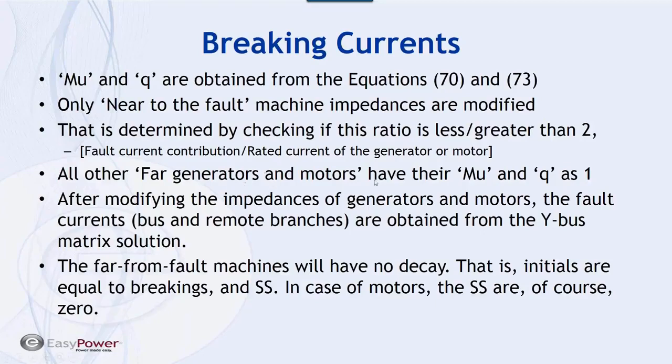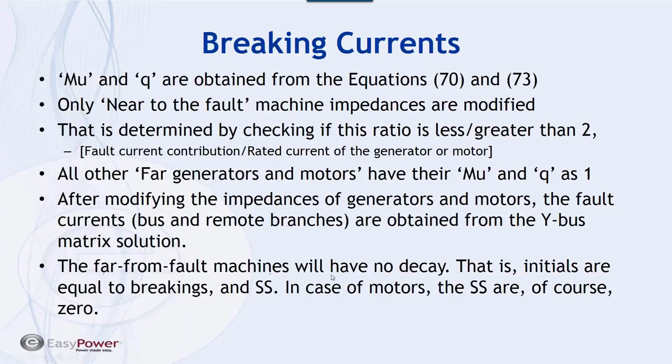All other machines, far from generators and motors, have their mu and q as 1, and if that's 1, their impedances don't change, they're not going to have any decay. After modifying the impedances of generators and motors, the fault currents in the bus and remote branches are obtained from the Y matrix solution, which is a technical, classical approach to solving short circuit networks.